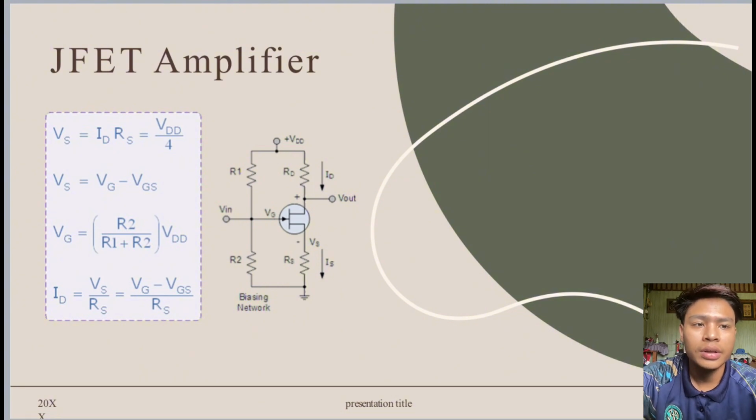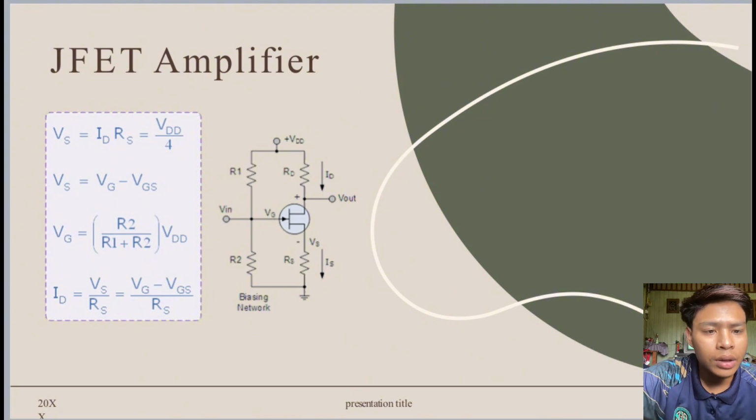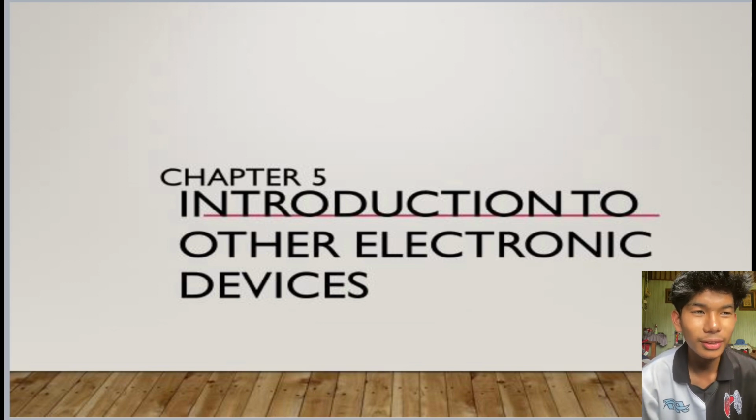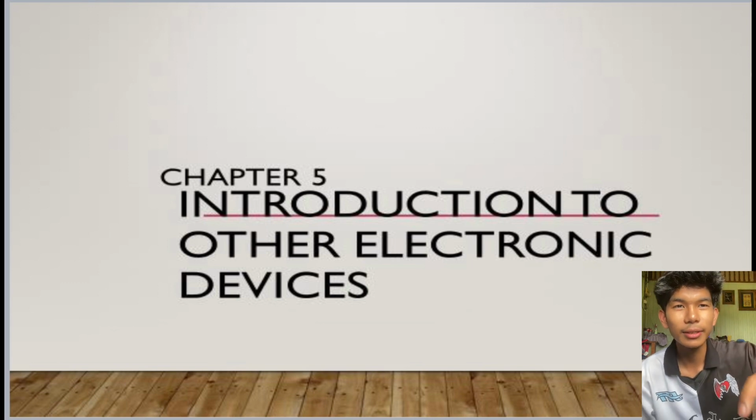This is the JFET amplifier formula. VS equal to ID RS, equal to VDD per 4. VG equal to R2 per R1 plus R2, times VDD. ID equal to VS per RS, equal to VG minus VGS per RS. So this is chapter 5, introduction to other electronic devices.